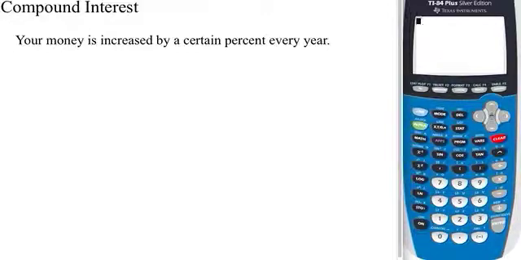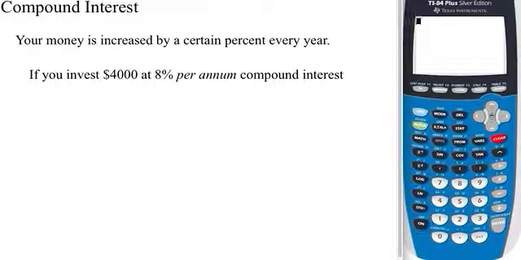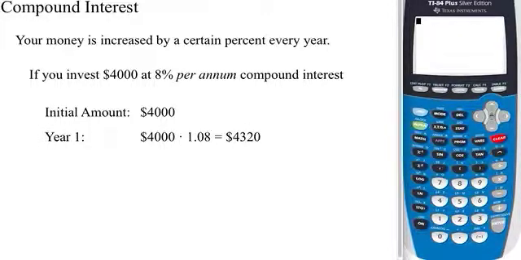So, for example, if you invest $4,000 at 8% per annum, which means per year, so every year you're going to earn 8% on your $4,000. What that means then is, initially, you're going to start with your $4,000. After 1 year, that amount is going to be multiplied by 1.08.